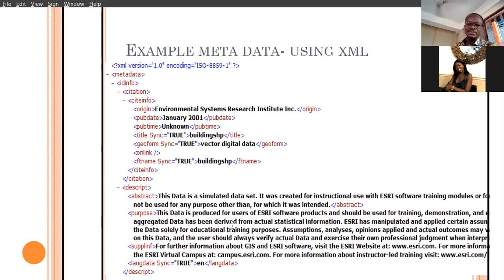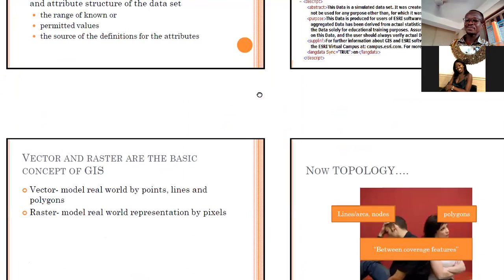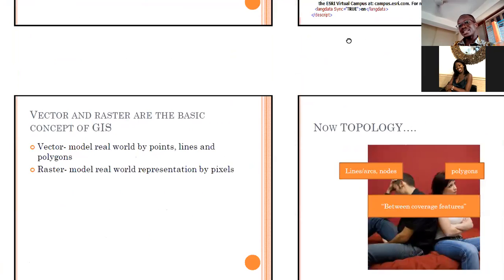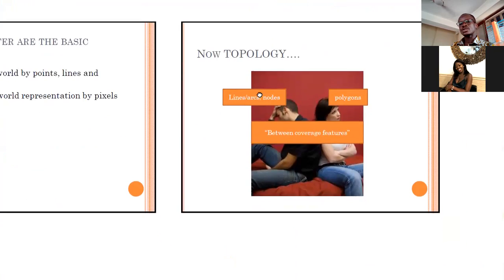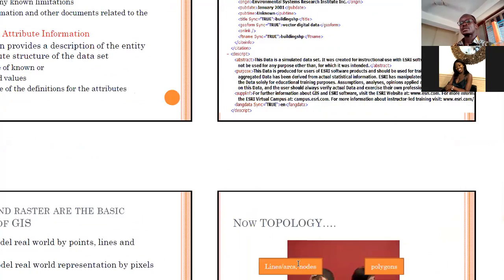It's all right. The data is produced for users, so of course all this is supposed to help the potential user. They haven't used the data, but they need to know before they actually do that. All right, so that is basically metadata for you. And our next topic is topology, but you can ask me questions on metadata since it's a topic. If you don't ask a question, it means you are good.